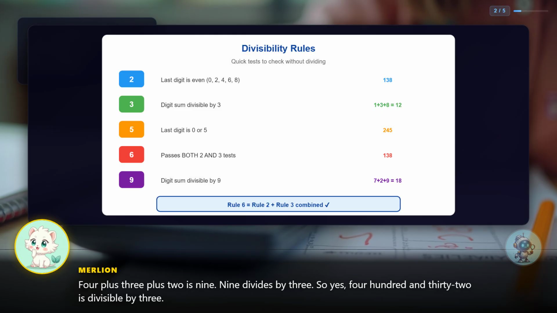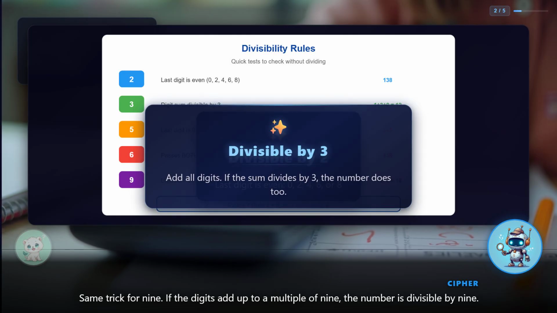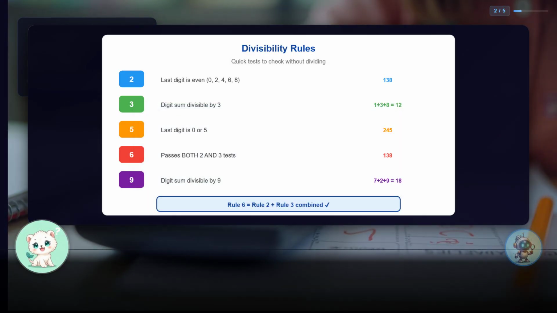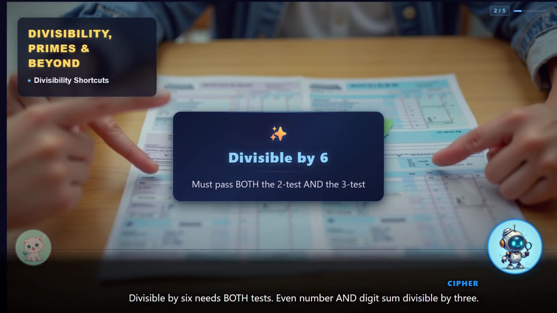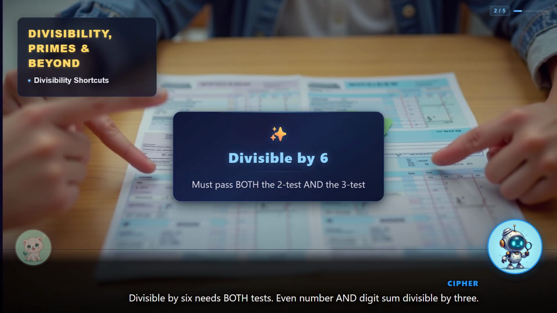9 divides by 3. So yes, 432 is divisible by 3. Same trick for 9. If the digits add up to a multiple of 9, the number is divisible by 9. And 6? Divisible by 6 needs both tests. Even number and digit sum divisible by 3.